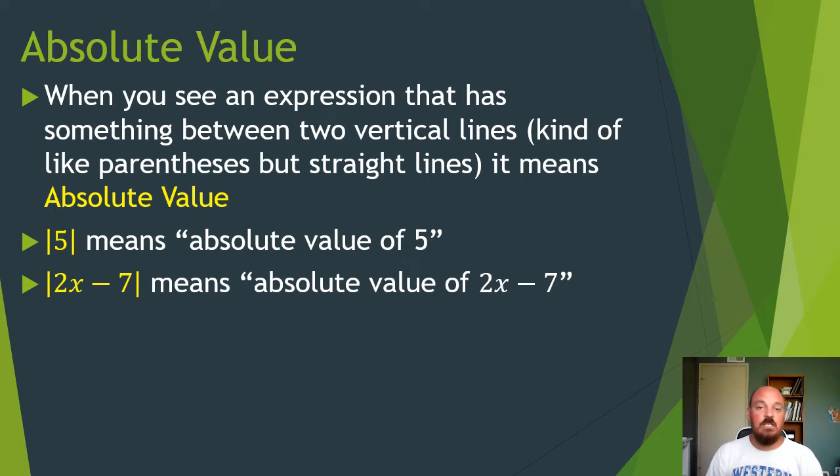Or it might be not just a number, it might be an expression. So what I typed next is 2x minus 7, but I did the same thing. I put those vertical lines around it. Those two vertical lines surrounding something, remember, kind of like parentheses, but not curved, straight lines. That means absolute value. So that's our notation. That's how you recognize absolute value. Let's talk about what it means.